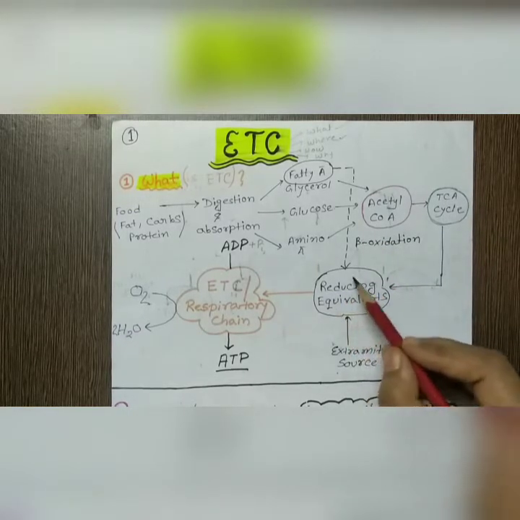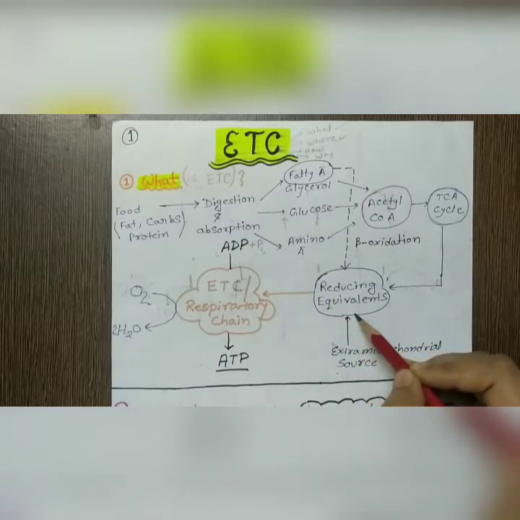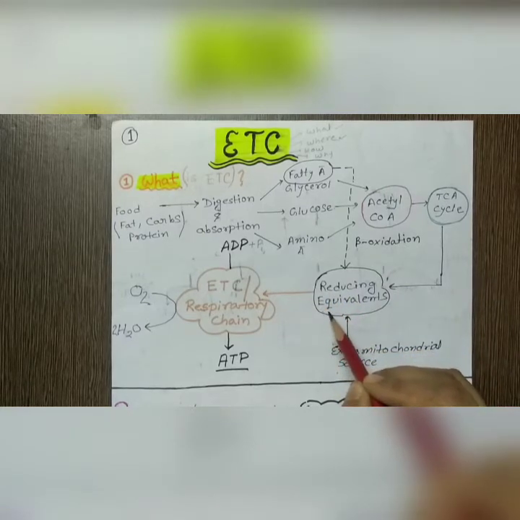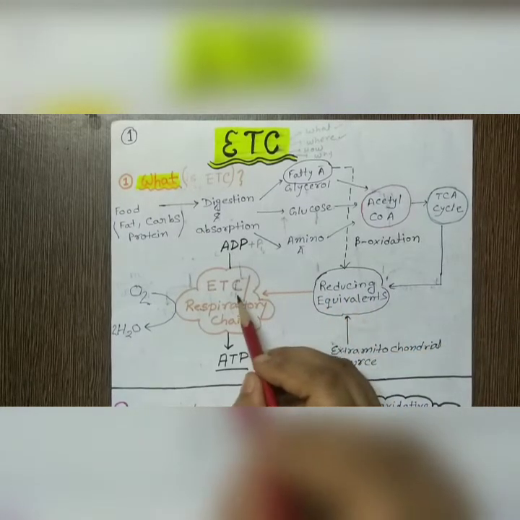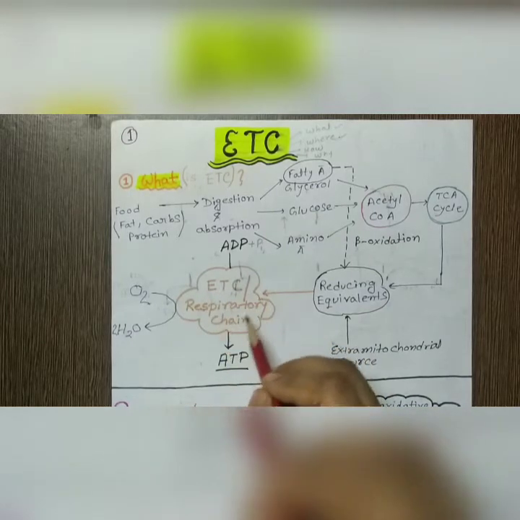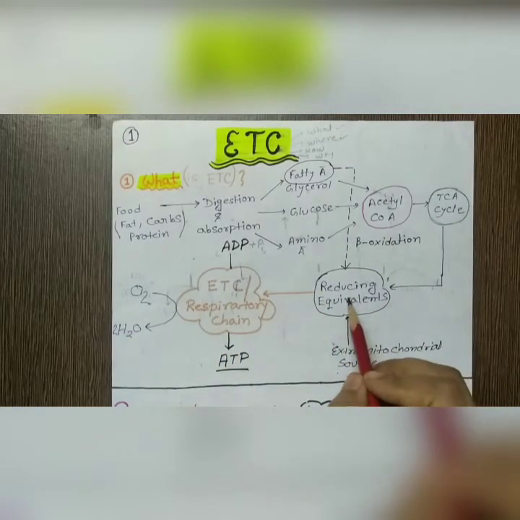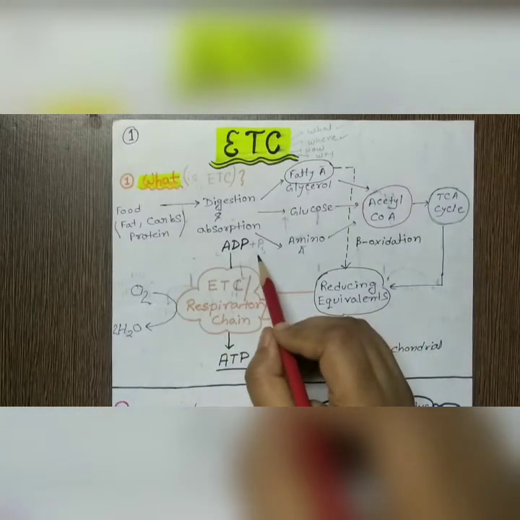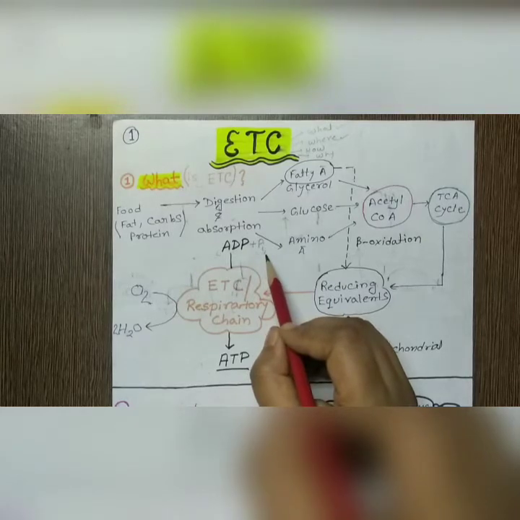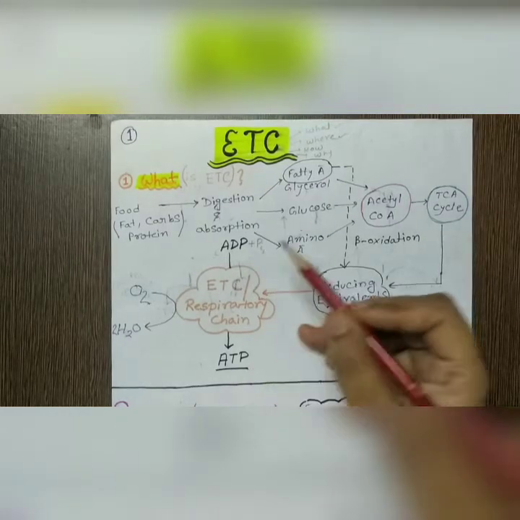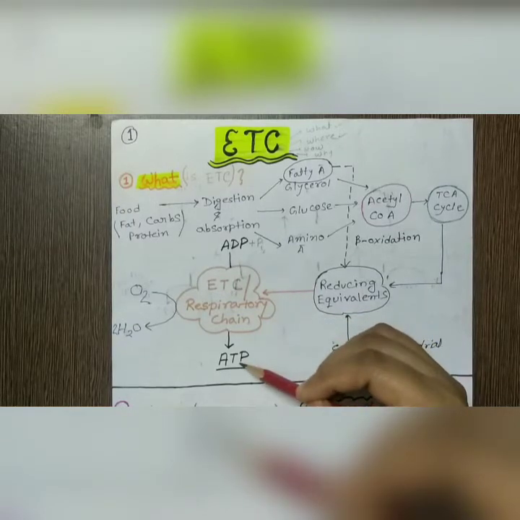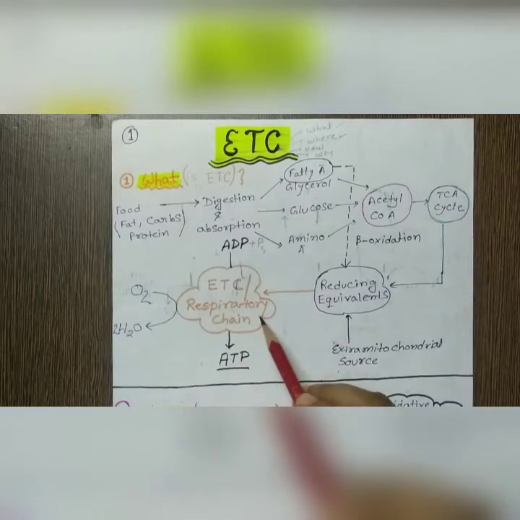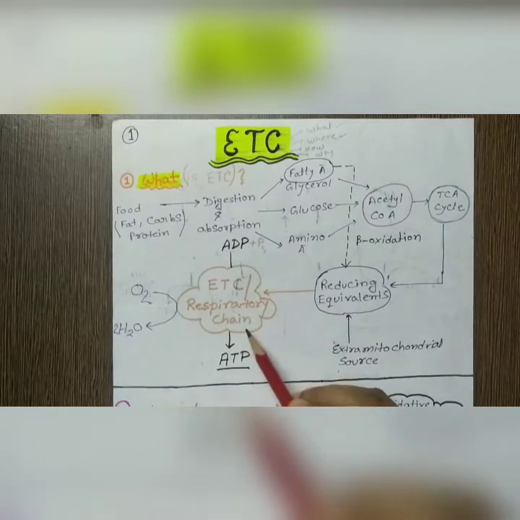By some means like maybe acetyl coenzyme A, then going to the TCA cycle, or maybe beta oxidation, they actually produce reducing equivalents. Their main motto is to produce reducing equivalents. Why? Because these reducing equivalents are the only thing which go to the ETC, and this ETC, with the help of these reducing equivalents, converts oxygen into water, and ADP with the help of extra inorganic phosphorus converts into ATP, right? So here the ETC or respiratory chain comes into existence.